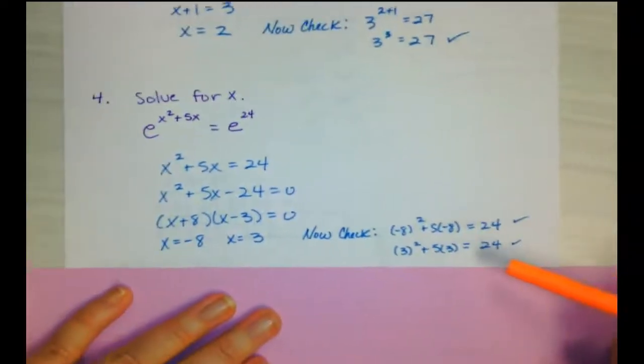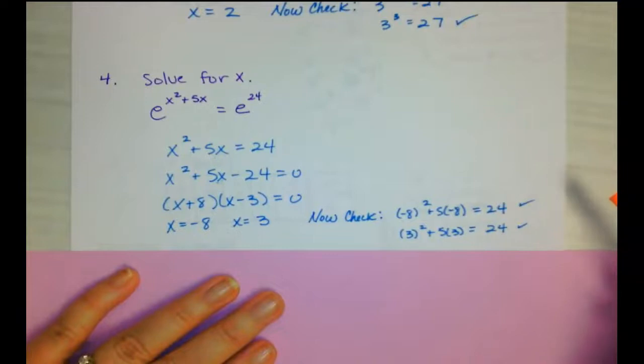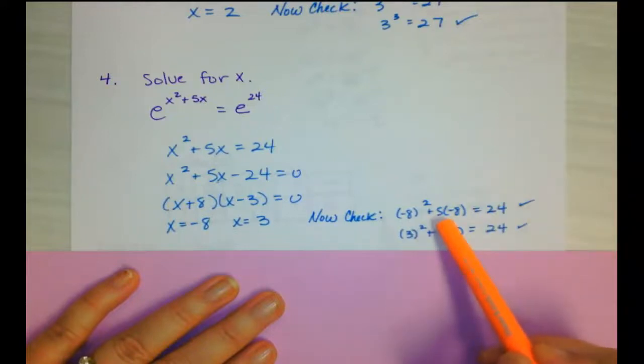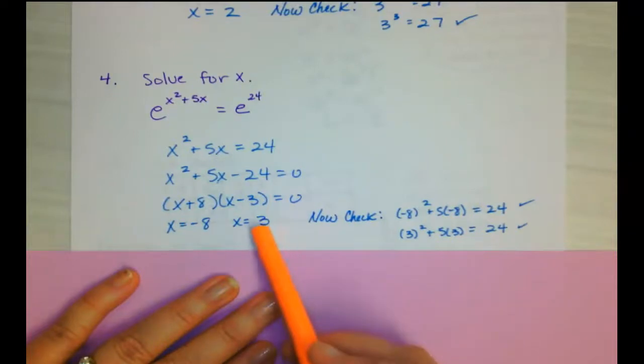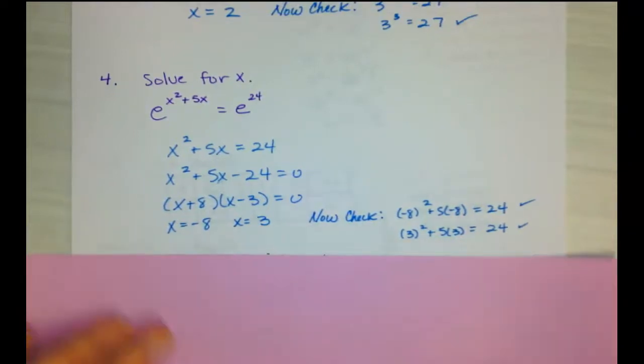Remember that anytime we get past a linear, we should be quickly doing a mental check to make sure our math is going to work and that this is a viable answer. And so when I check it, I get 24 equals 24, and I get 24 equals 24, so I know in fact that these two are my solutions.